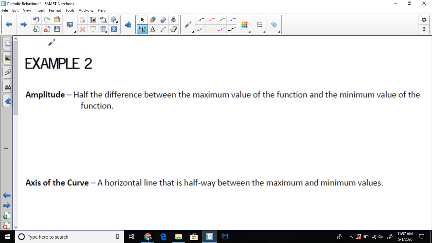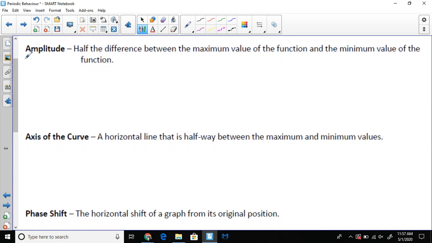Okay, so here I have something that we call an amplitude. If you took a science class, I think in physics, you have probably heard of amplitude. It's just half the difference between the max value of the function and the min value. So max minus min, divided by 2, right? That is my amplitude.